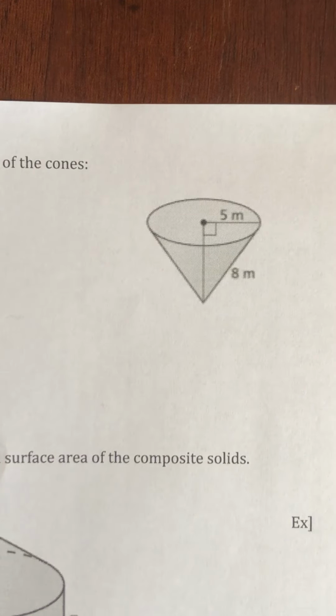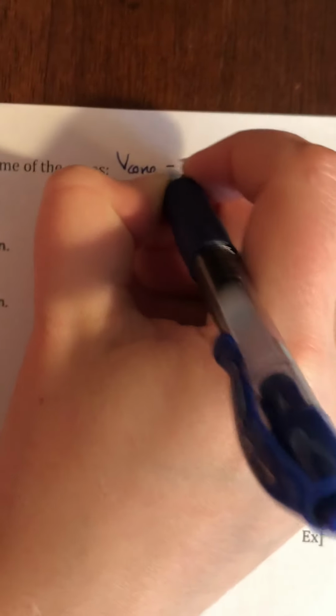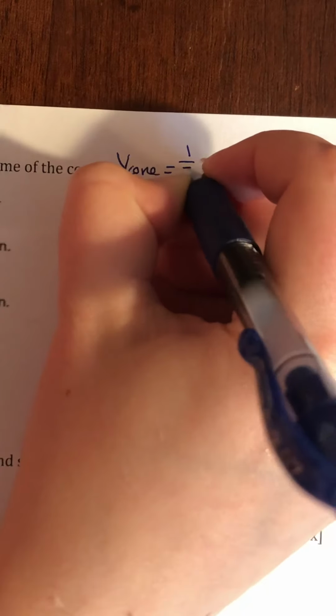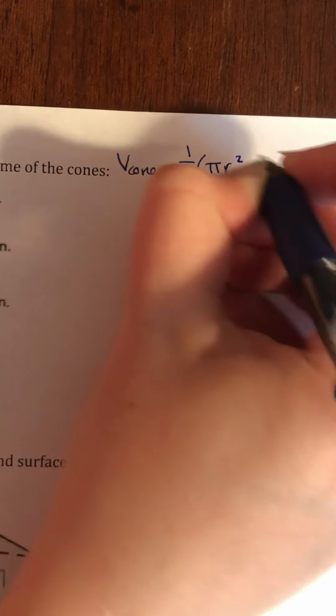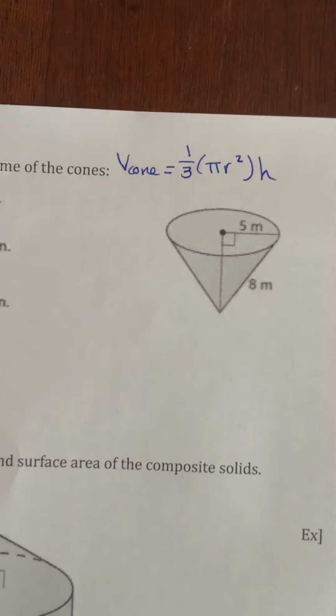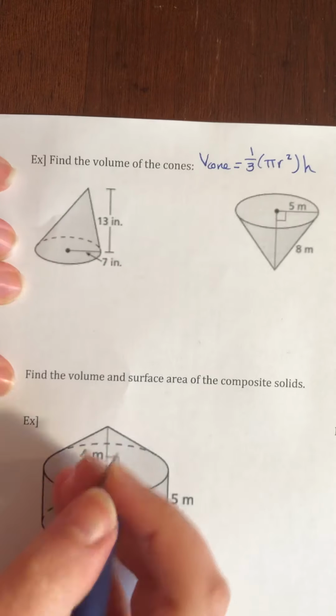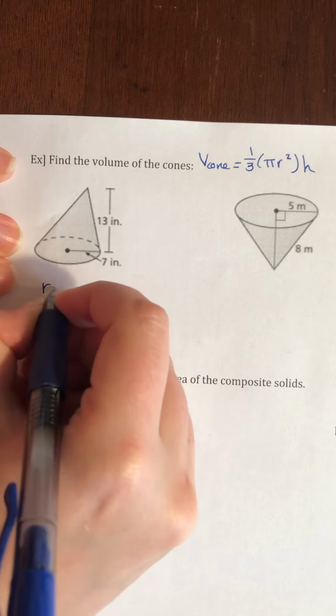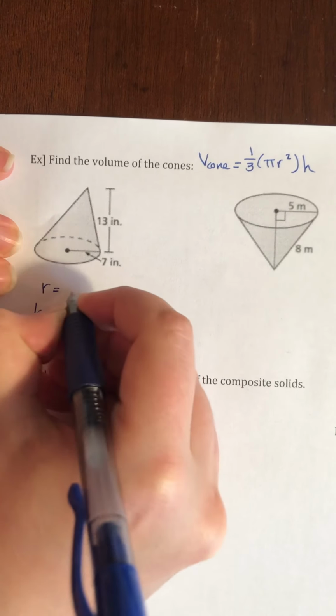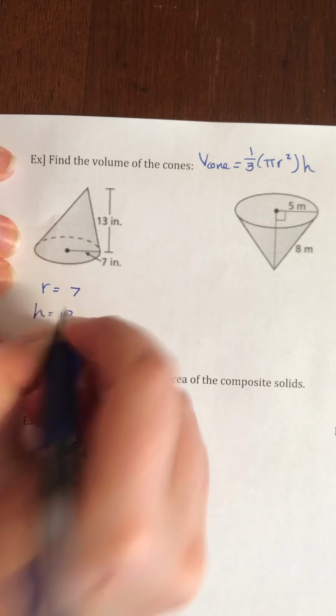So from our previous note, we have the volume of a cone is 1/3 pi r squared times the height. So for this one, you need r and h. We have 7, and 13 is the height.